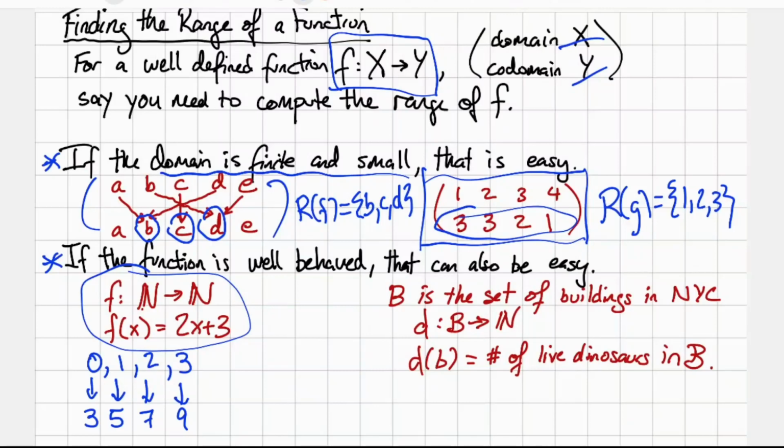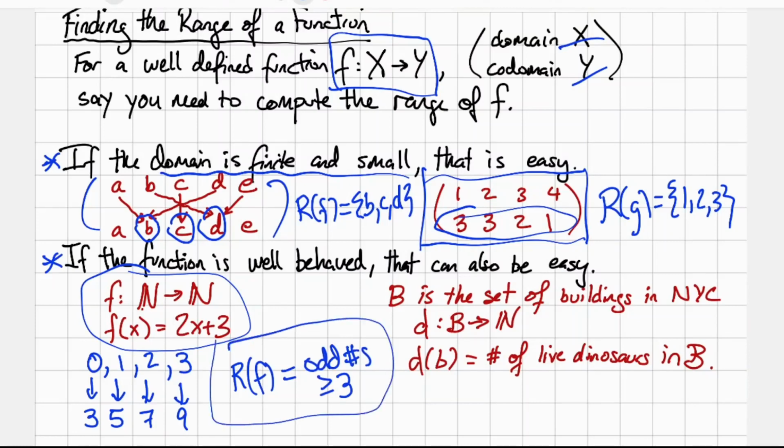And we start to see a pattern that the range of this function is going to be equal to the set of odd numbers greater than or equal to 3. So because this function was very well behaved and we understand the domain very well, then the range is something we can calculate.